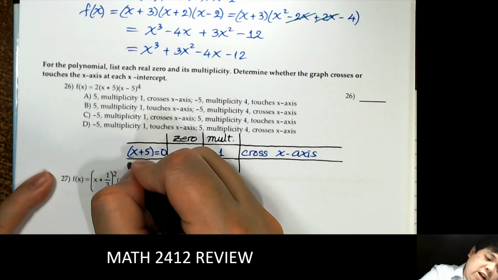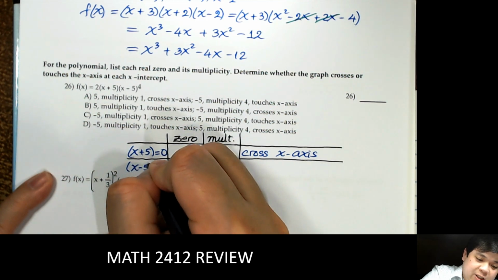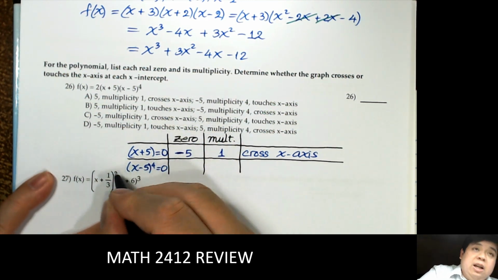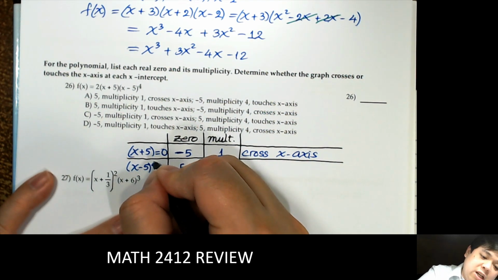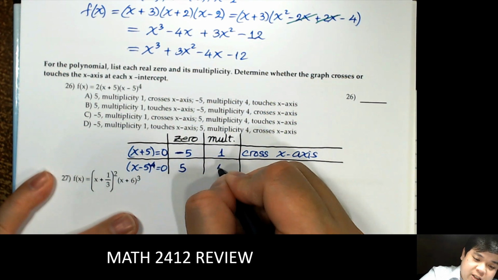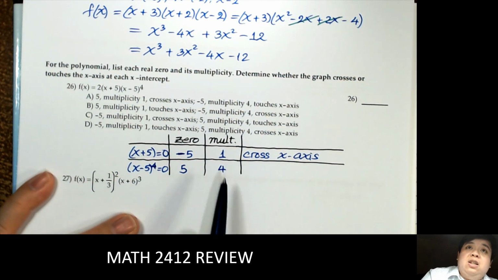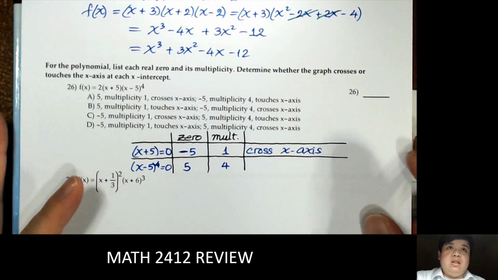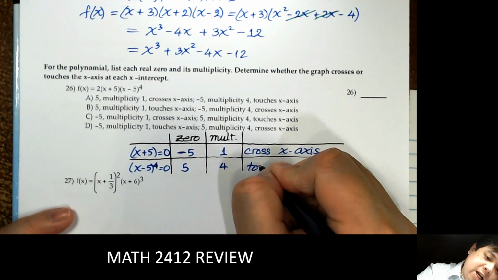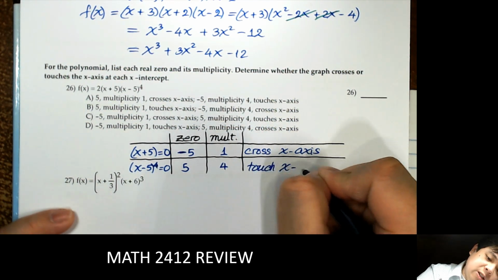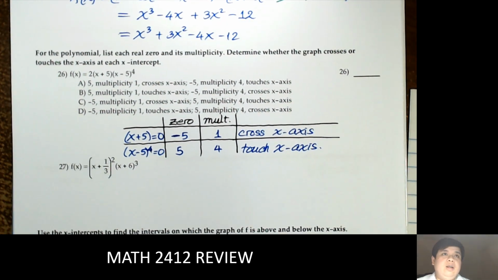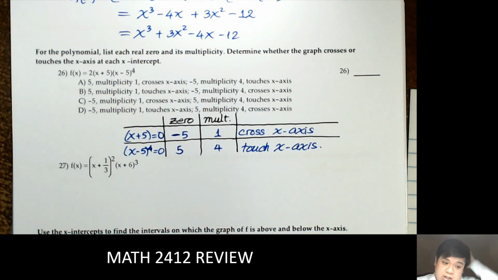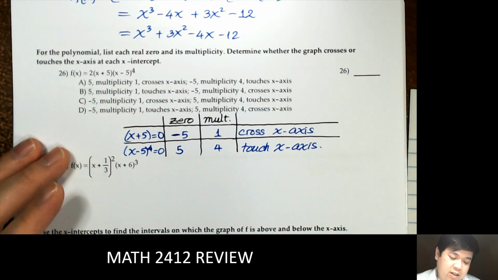And then we have the other factor. If that equal to 0, then x must be 5. Multiplicity is the power of the factor, and it is even, so we will touch the x-axis and turn around. Same thing on 27, I'll just let you do it.